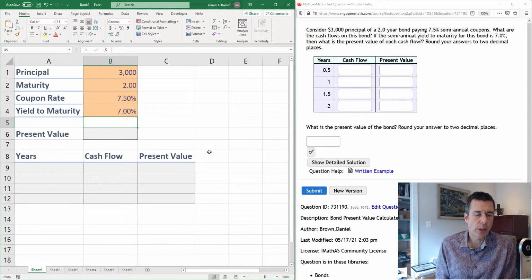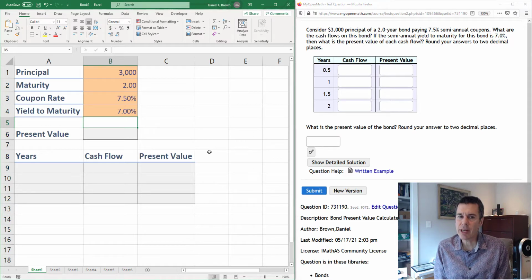So since the coupon rate is greater than the yield to maturity, we are earning too much money from our coupons, which means we've got to lose some money on our principal. So this bond should be trading at a premium, somewhat a little bit above par.